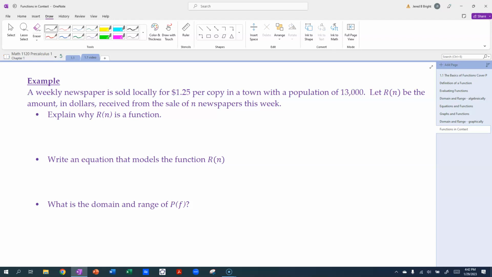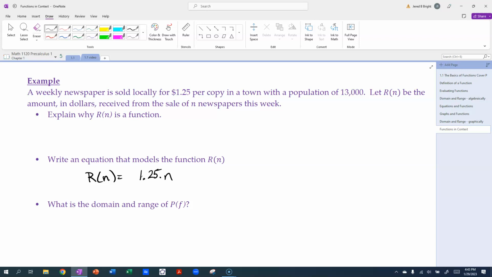Write an equation that models the function R of N. So we would need R of N is equal to something. Well, it says $1.25 per copy. So don't we just, to figure out the total revenue, take the number that you sold and multiply it by $1.25? Okay, and I'm actually just going to write 125. Oops, 1.25 rather, because revenue's in dollars. Yep.